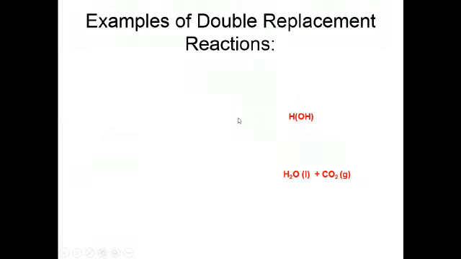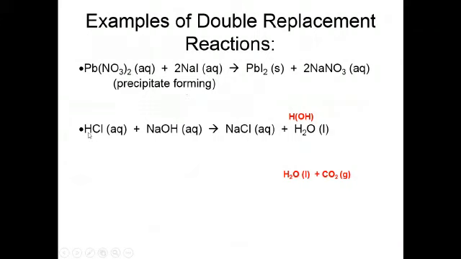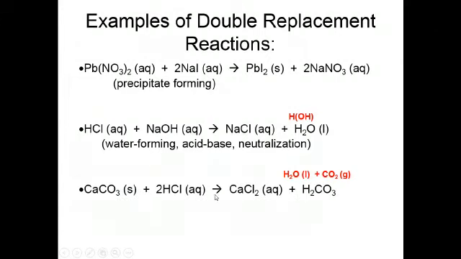Examples of the double replacement. Look at this example: a precipitate forming, which is PbI2. Here, formation of water, water forming in acid-base neutralization, and here, formation of gas, CO2.